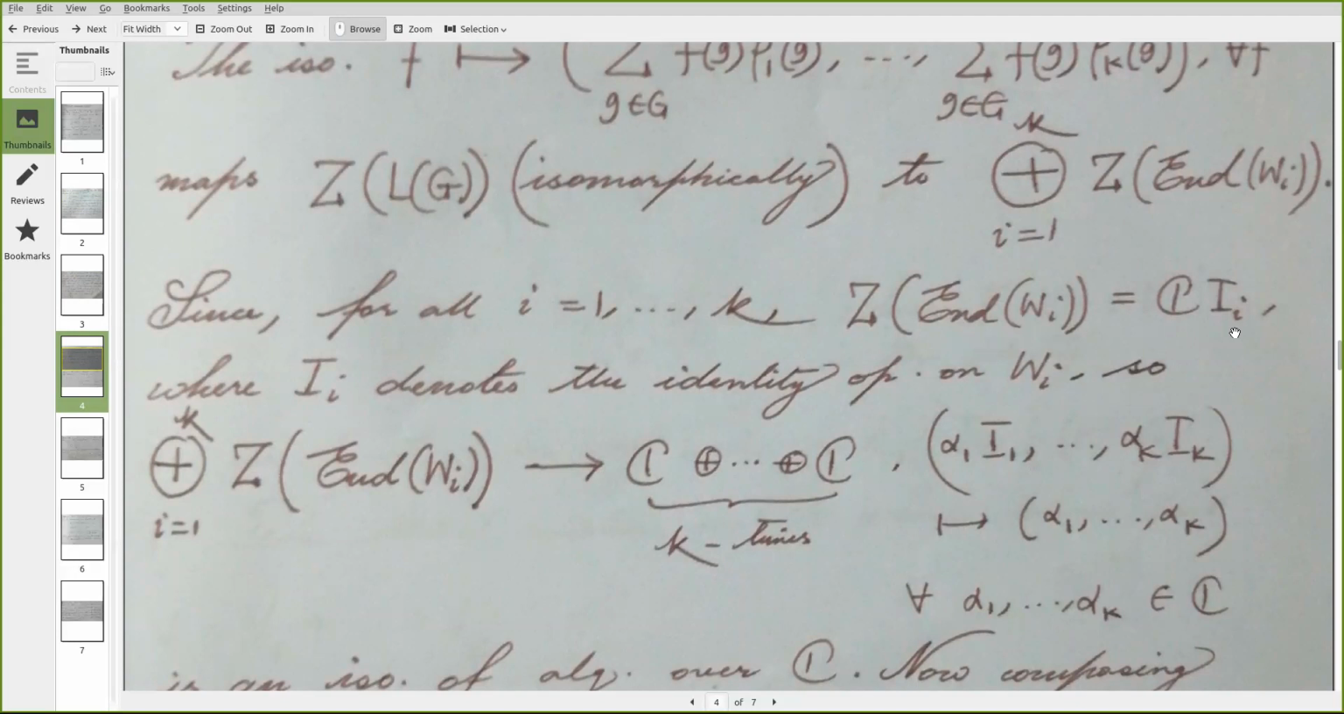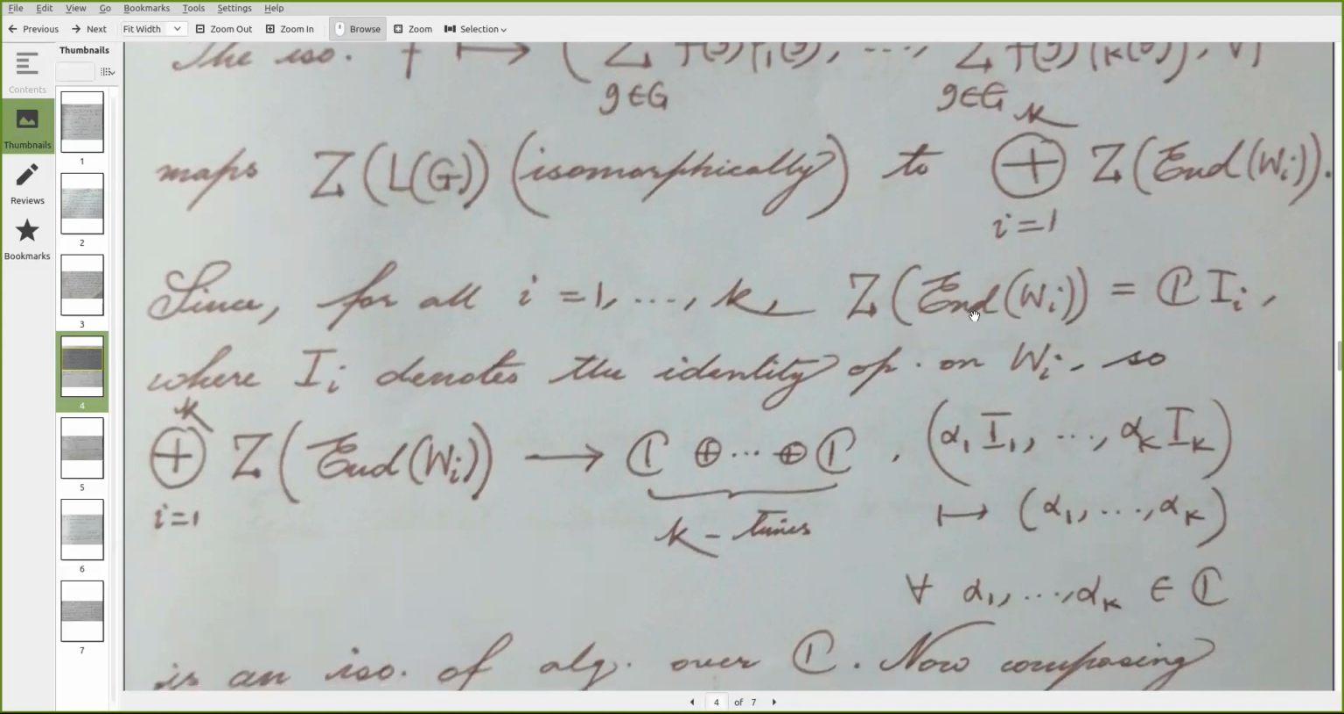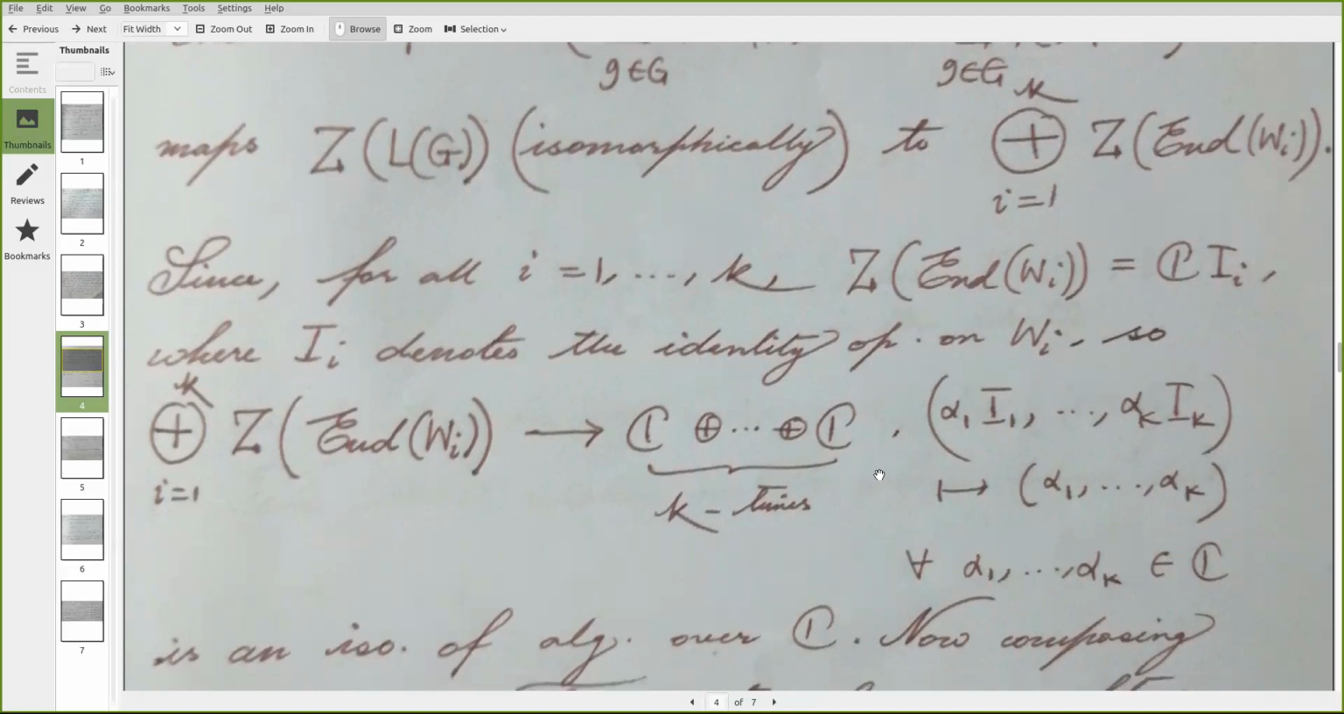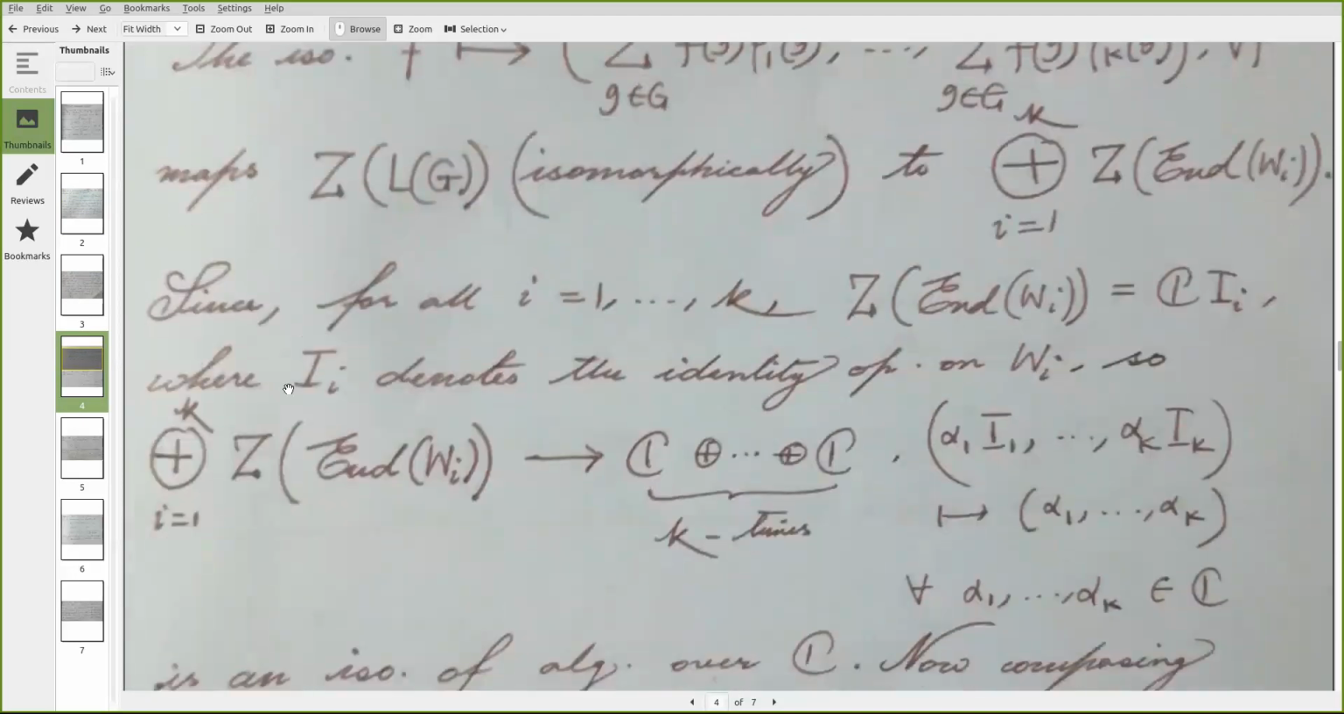Since each center is just the one-dimensional algebra generated by identity, we can say that we have an isomorphism from the direct sum of centers to the direct sum of C, which is given by the following. A typical element here will look like this.